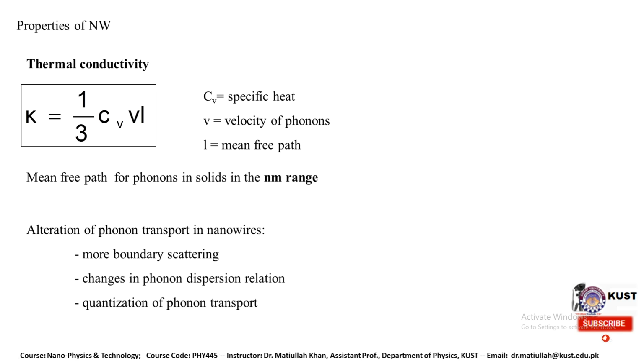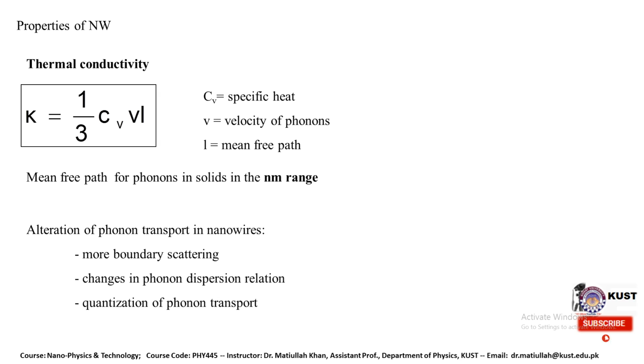It has very interesting thermal conductivity, or lower thermal conductivity, we get from the nanowire morphology. The thermal conductivity is calculated using the equation that K is equal to 1/3 C_V v L, where C_V is the specific heat, v is the velocity of phonon, and L is the mean free path. So the mean free path of phonon in solid is in the nanometer range. So what happens is that the nanowire morphology gives us interesting thermal conductivity that is often used for thermal insulation processes.